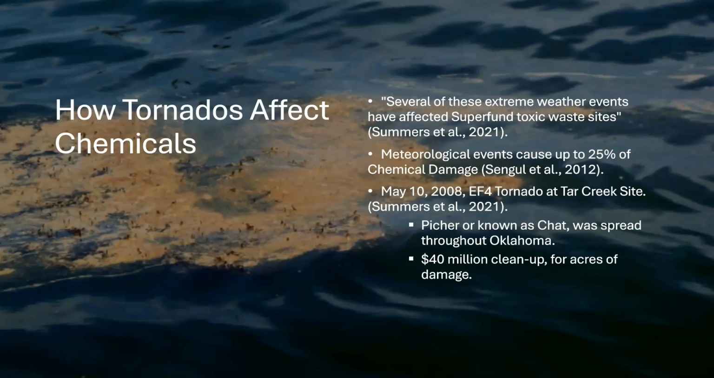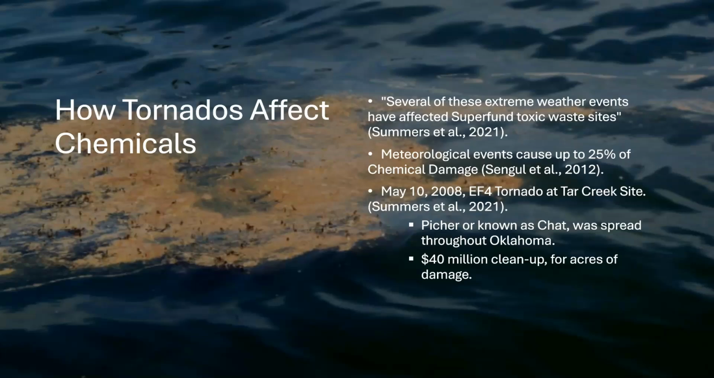So even though some people might say the Superfund sites aren't that big to manage because there's a very low number of Superfund sites, in our previous Superfund site, an EF4 tornado attacked the Tar Creek site in Oklahoma on May 10th, 2008. It did over $40 million in damage, because when the EF4 tornado hit it, it released a bunch of chemical substances since it was a mining site, and most of those substances spread across the acres in Oklahoma.